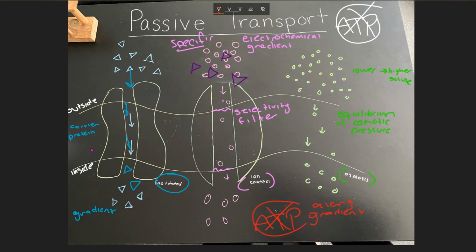Facilitated diffusion uses carrier proteins. The ion channel uses the electrochemical gradient to push specific ions through the selectivity filter, through the channel, and into the cell. And osmosis uses solute to attract water molecules through the semipermeable membrane.